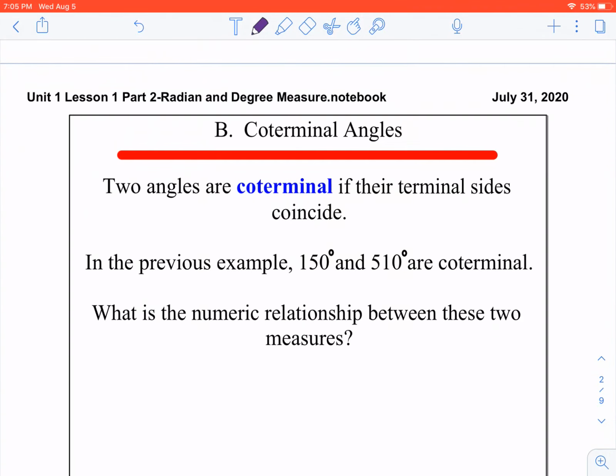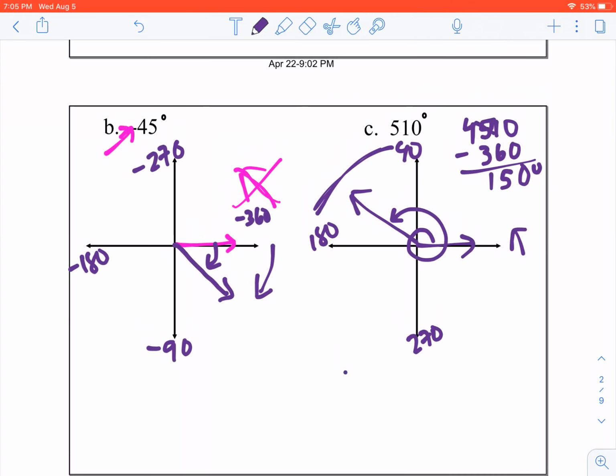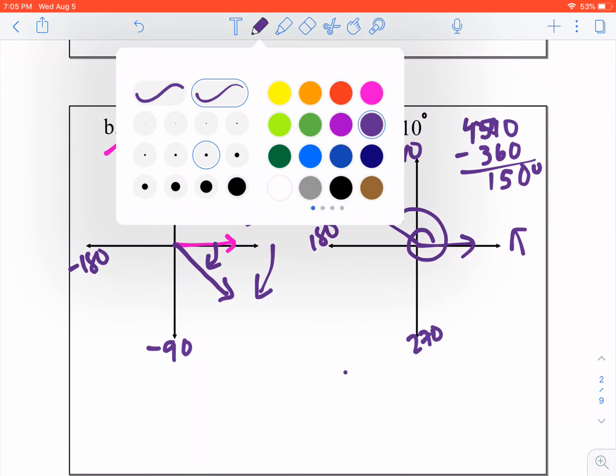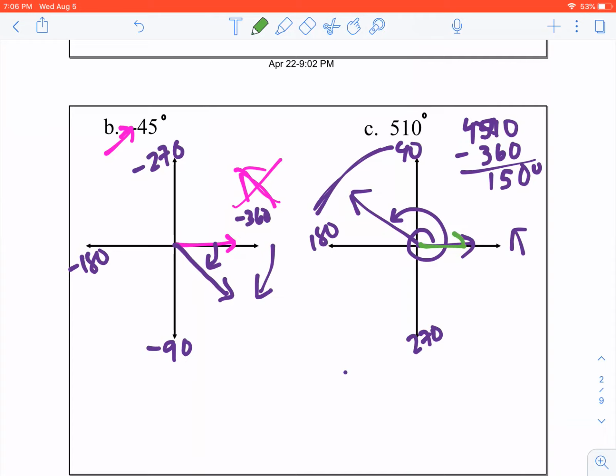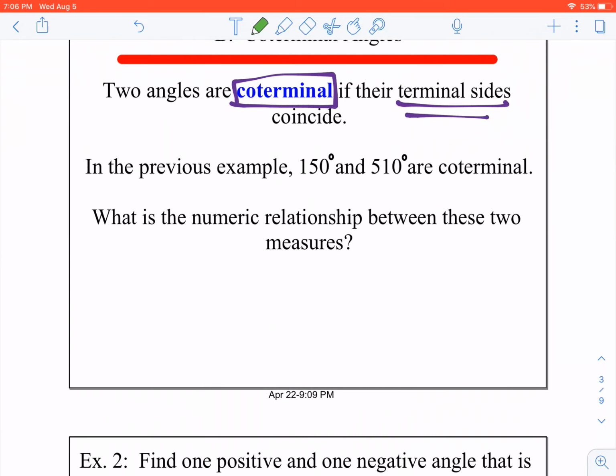What we just did in that last example, those angles are called coterminal. Two angles are coterminal if their terminal sides coincide. So that's what's happening here. That's a 510-degree angle. If I wanted to graph a 150-degree angle, it would look like this. The direction is what changes, but the terminal side would be the same. That's why 150 degrees and 510 are coterminal. The numeric relationship between these two measures is that they're 360 degrees apart.